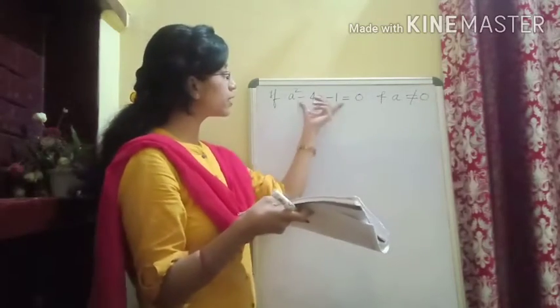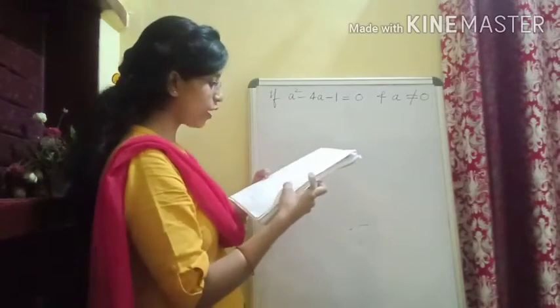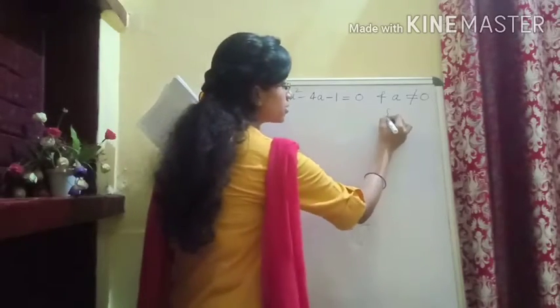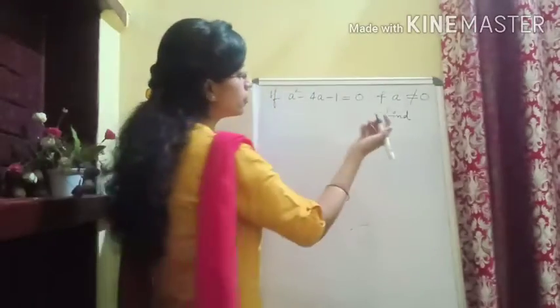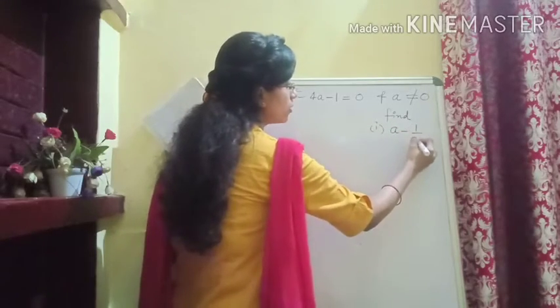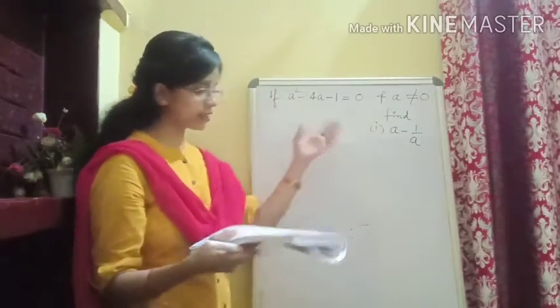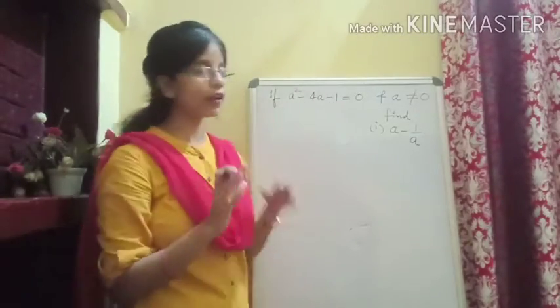I will explain why they are writing this, that a is not equal to 0. You have to find the values of a few things; there are so many parts of the question. The first part you have to find is a minus 1 upon a. The rest of the parts we will see, but let's see this first. I hope you are aware of whatever is given.